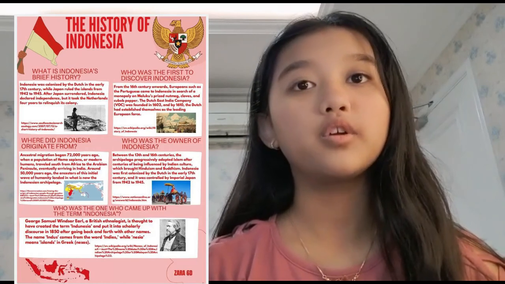Who was the owner of Indonesia? Between the 13th and 16th century, the archipelago progressively adopted Islam after centuries of being influenced by Indian culture, which brought Hinduism and Buddhism. Indonesia was first colonized by the Dutch in the early 7th century, and it was controlled by Imperial Japan from 1942 to 1945.